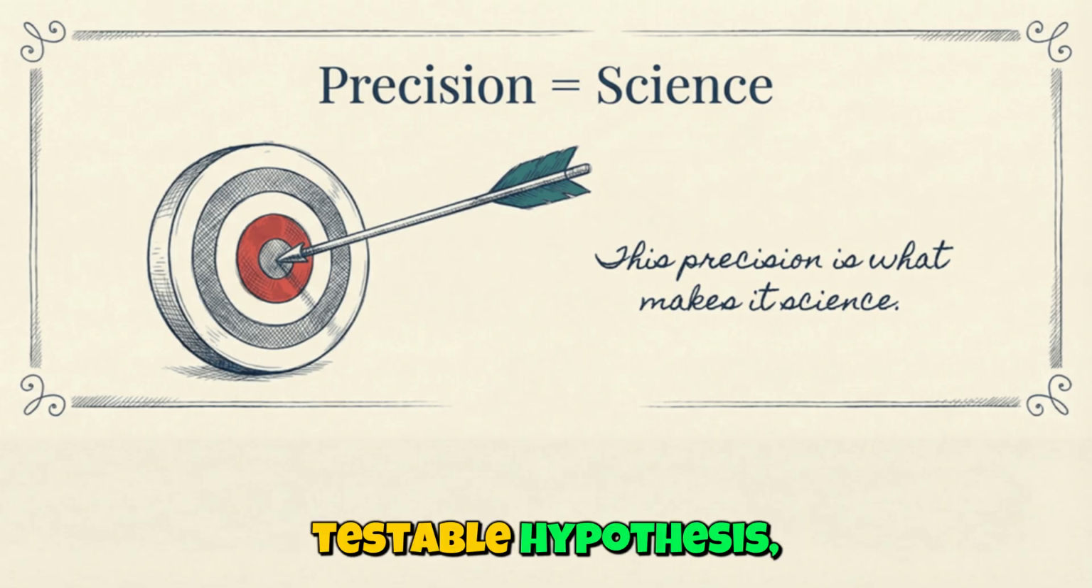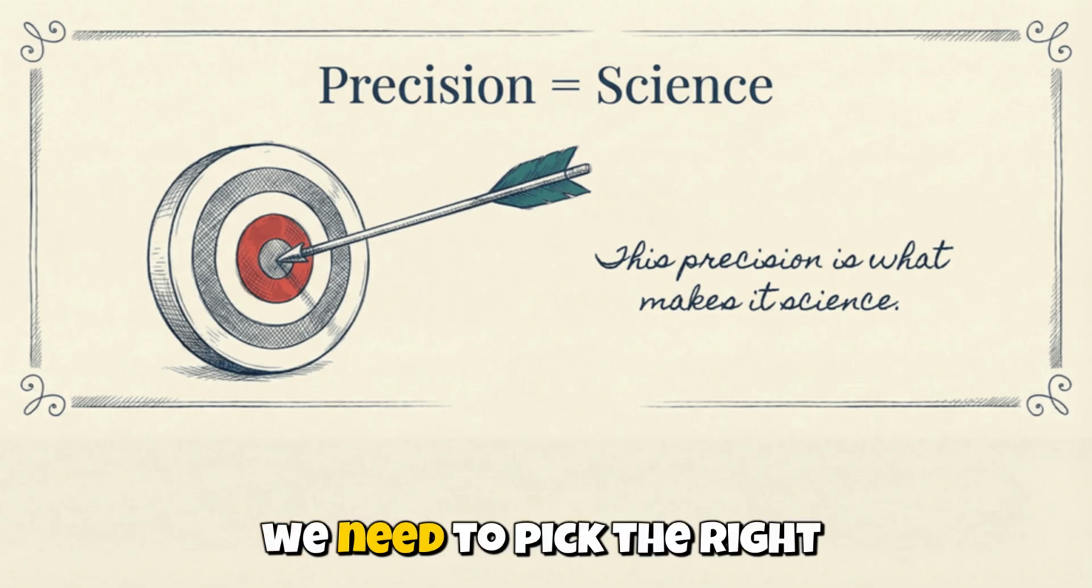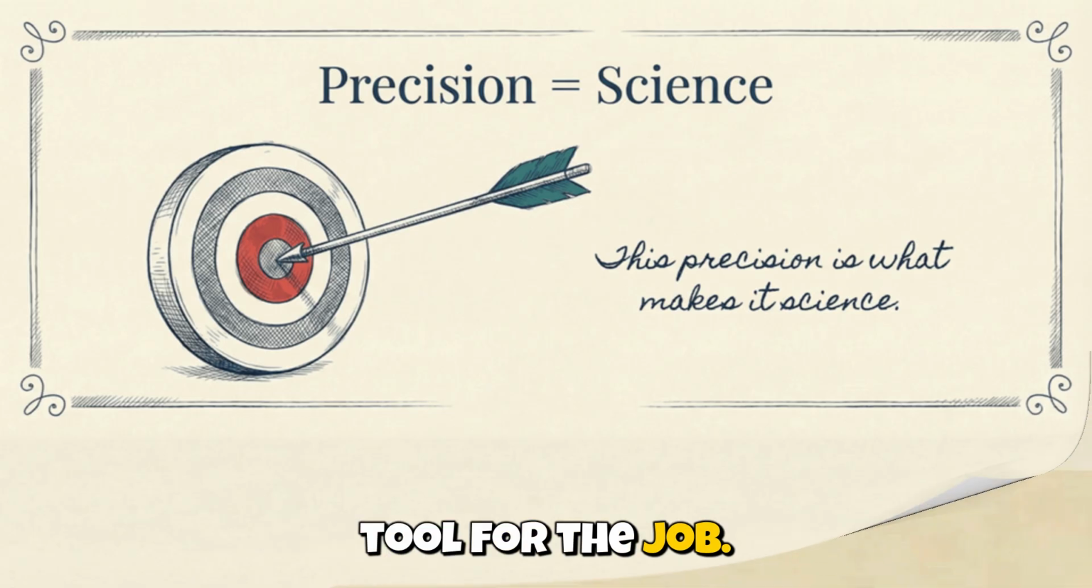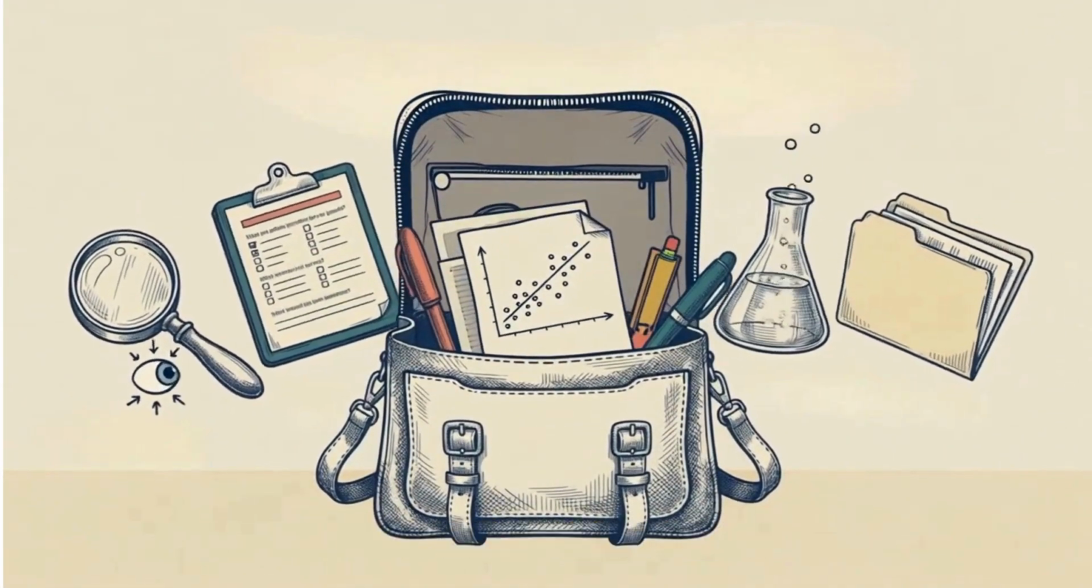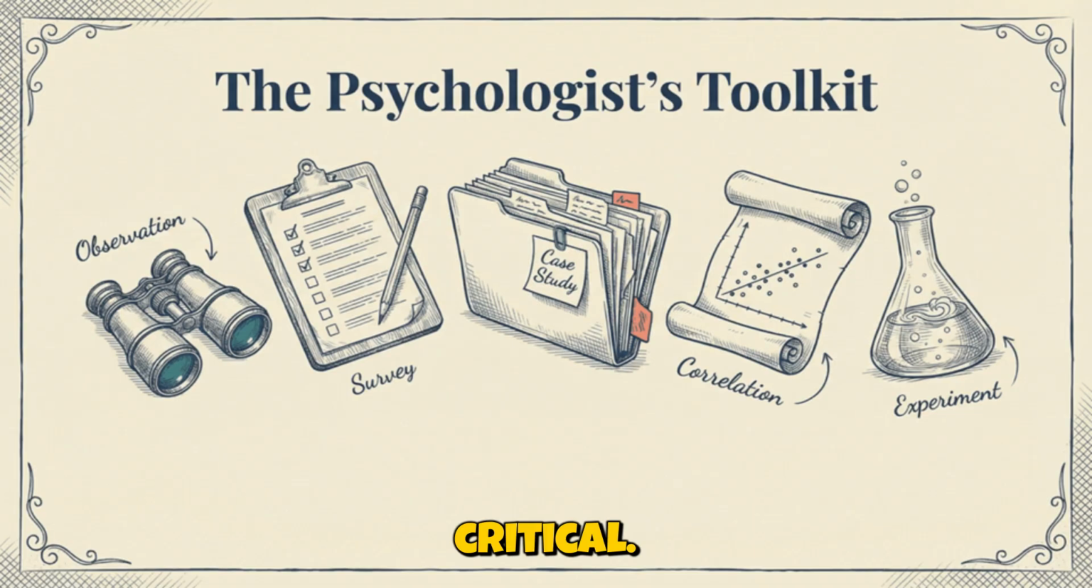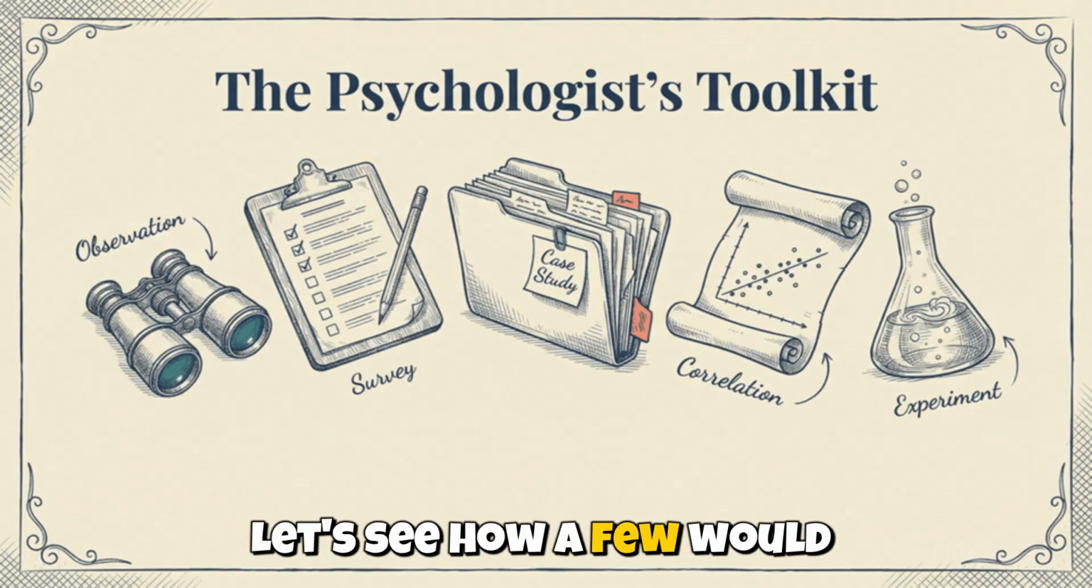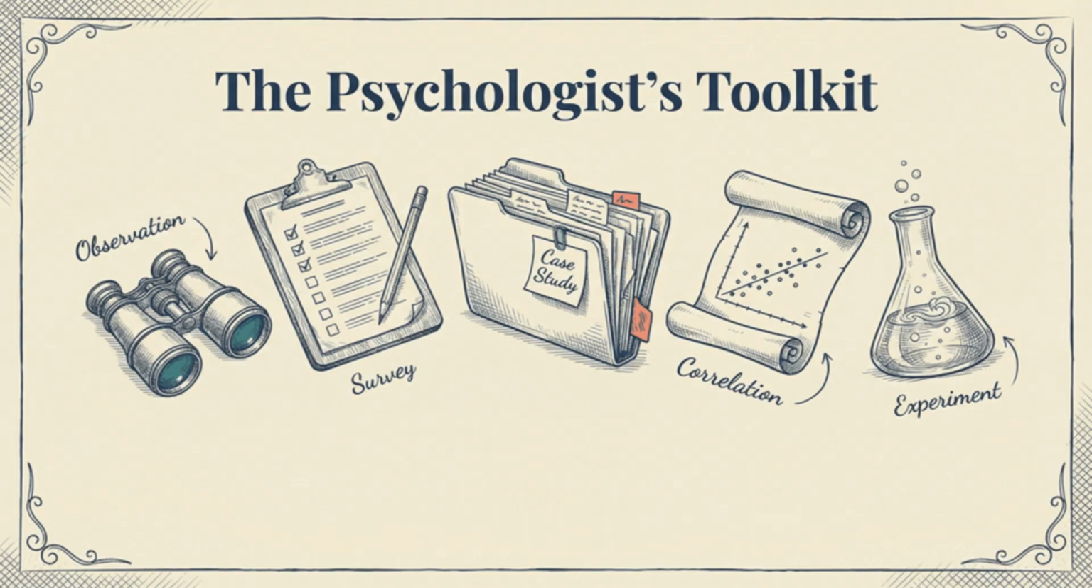And now that we have a testable hypothesis, we need to pick the right tool for the job. Psychologists have a whole toolkit of research methods. Choosing the right one is critical. Let's see how a few would apply to our pizza case.